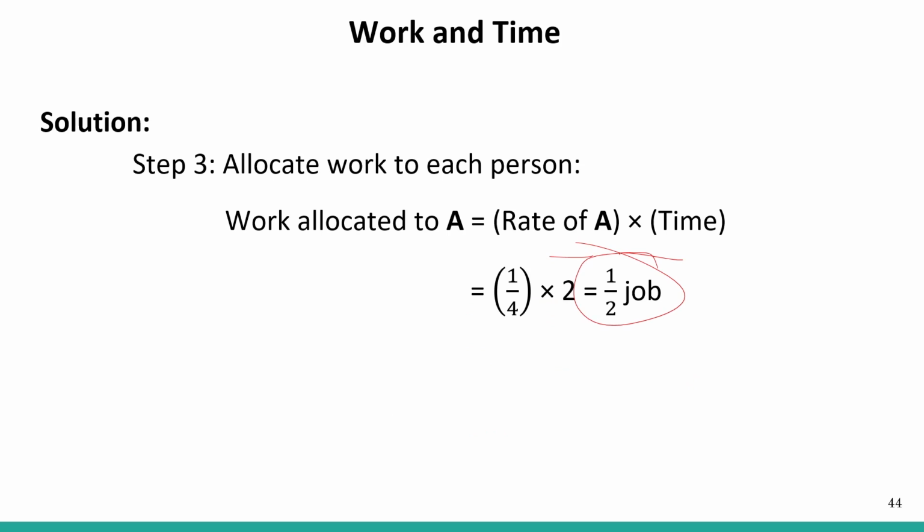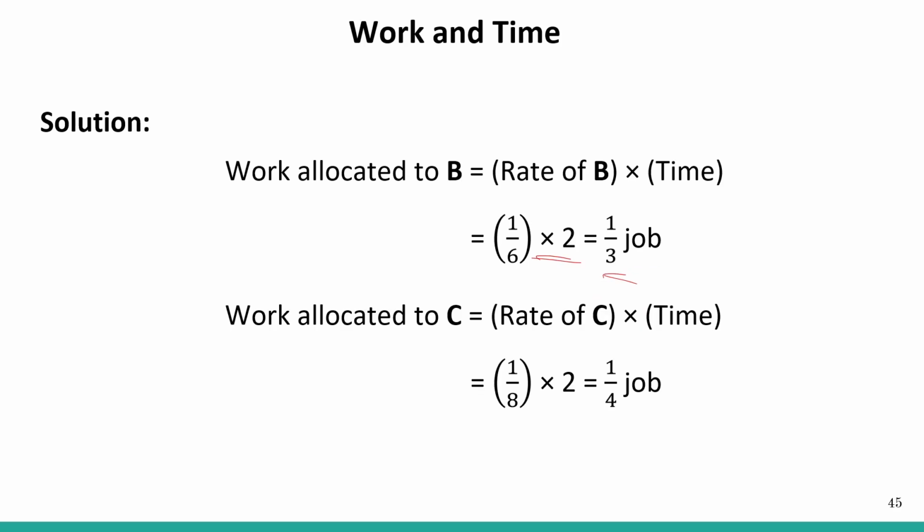So 1 by 4 into 2 is what? Work allocated to A is equal to half of the job. Work allocated to B is 1 by 3 of that job. Work allocated to C is 1 by 4 of that job.